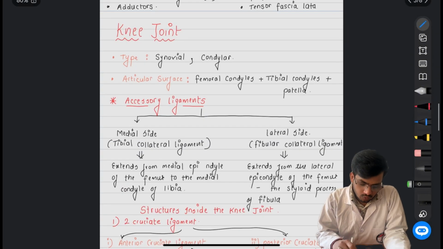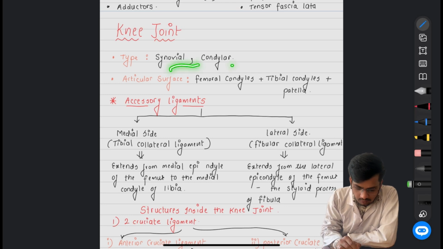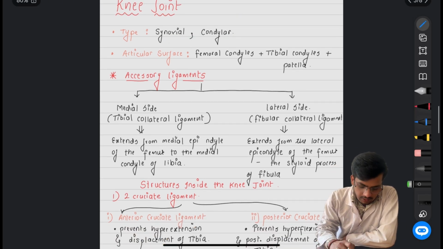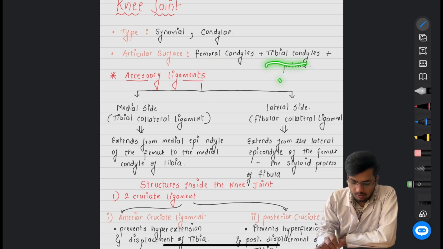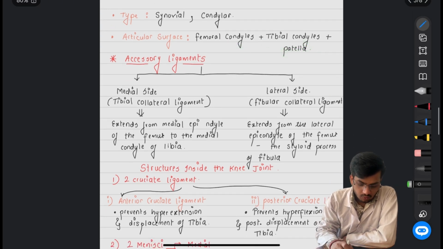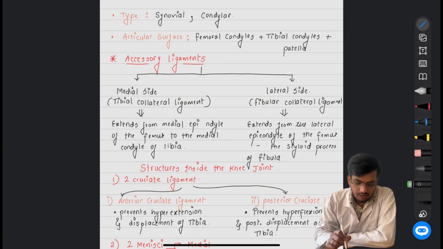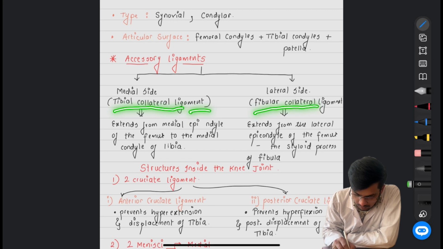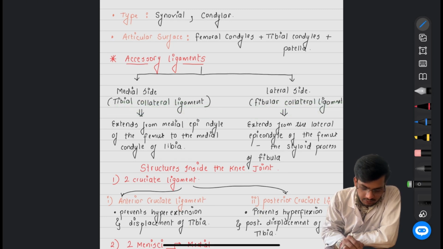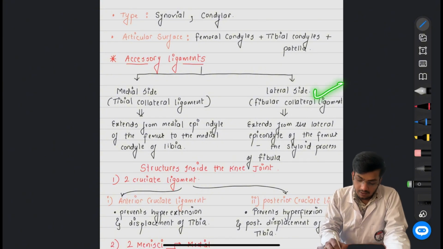Next, we have the knee joint. It is a type of synovial condylar joint. For the articular surface, we have the two femoral condyles, two tibial condyles, and the patella. We have two accessory ligaments associated with the knee joint: the tibial collateral ligament and the fibular collateral ligament. The tibial collateral ligament is present on the medial aspect, and the fibular collateral ligament is present on the lateral side.